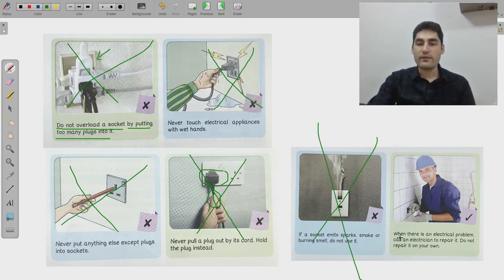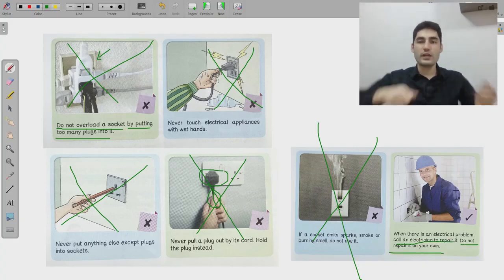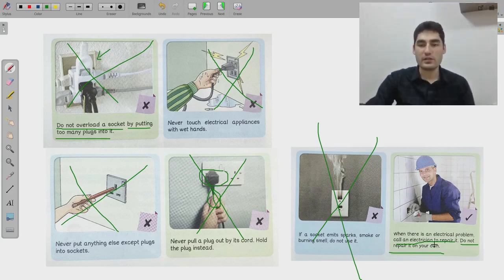And when there is an electrical problem, call an electrician to repair it. Do not repair it on your own. Don't try to do it by yourself. Call someone like an electrician to repair it. So do this one, okay? This is important. Do not try to fix it by yourself. It is dangerous. Let's look at the next page.